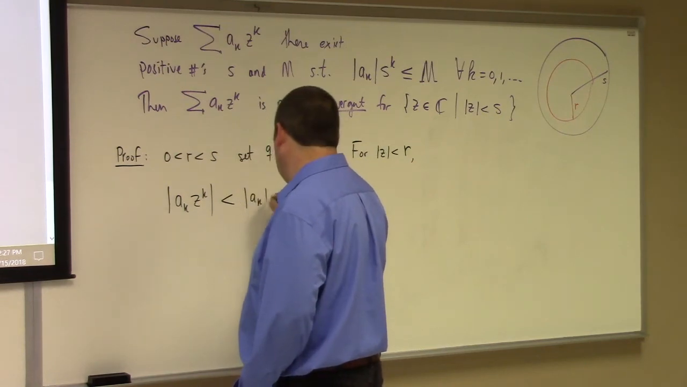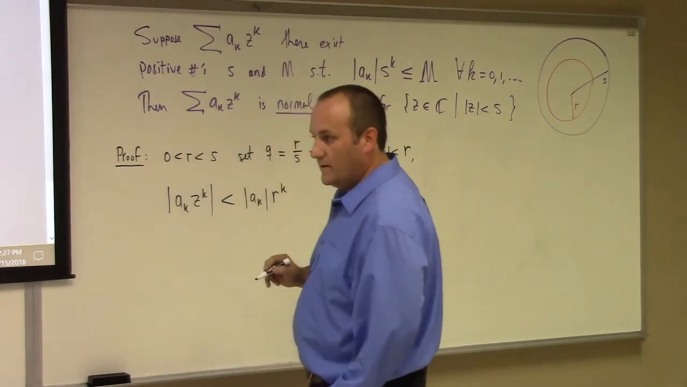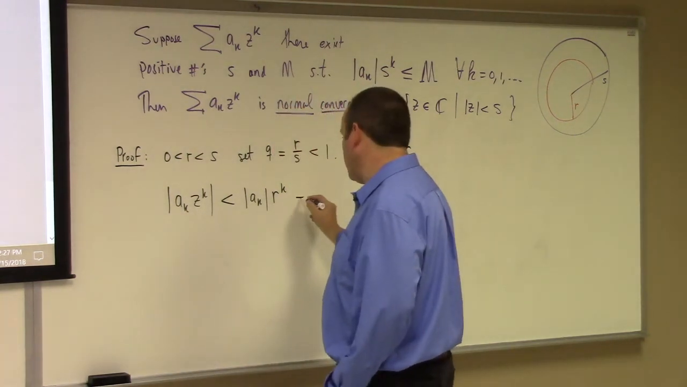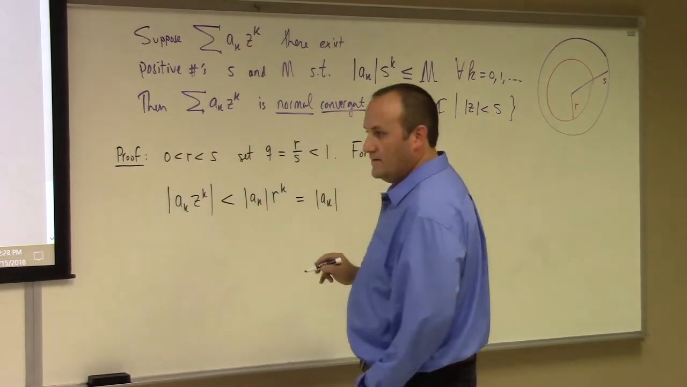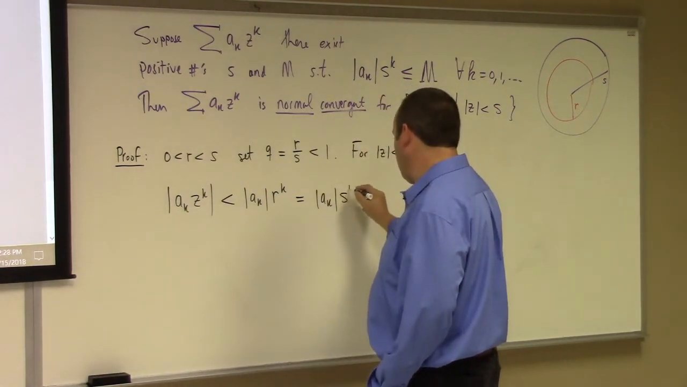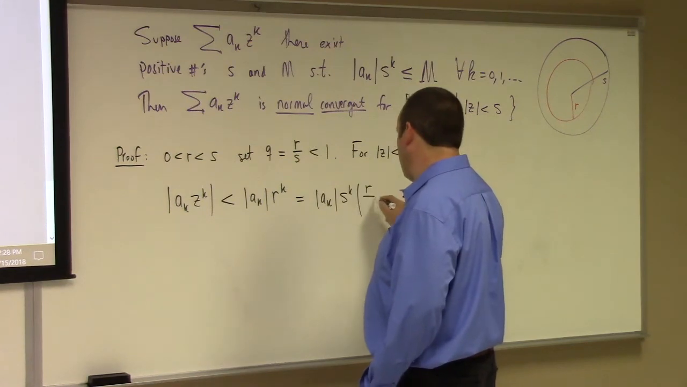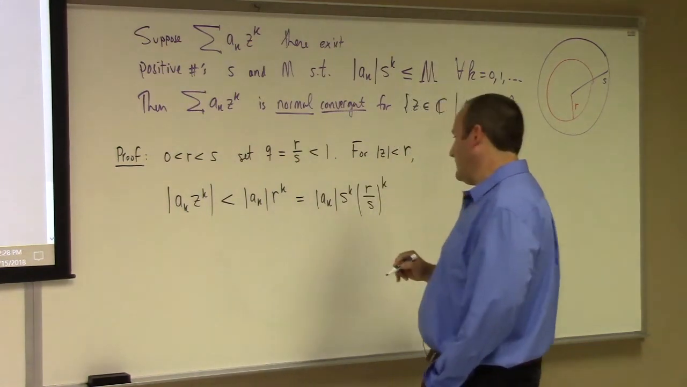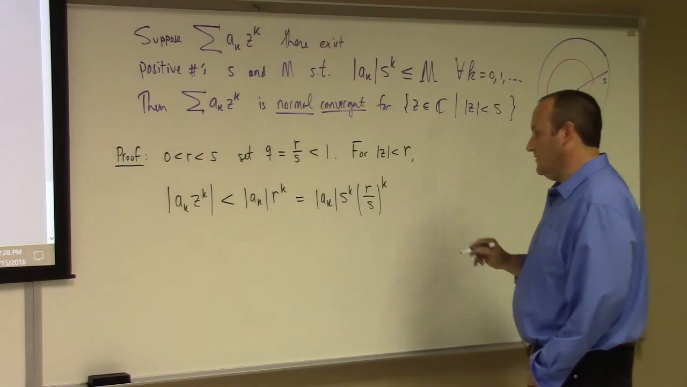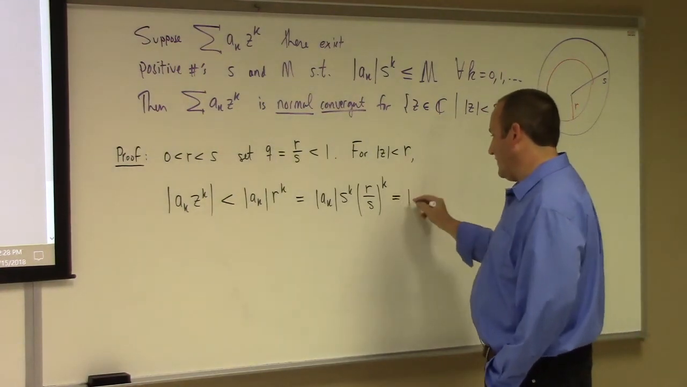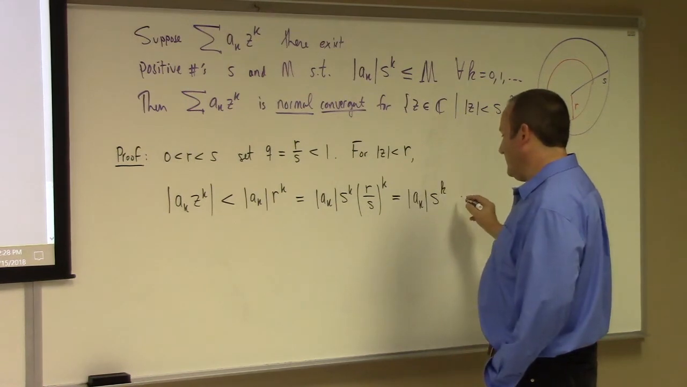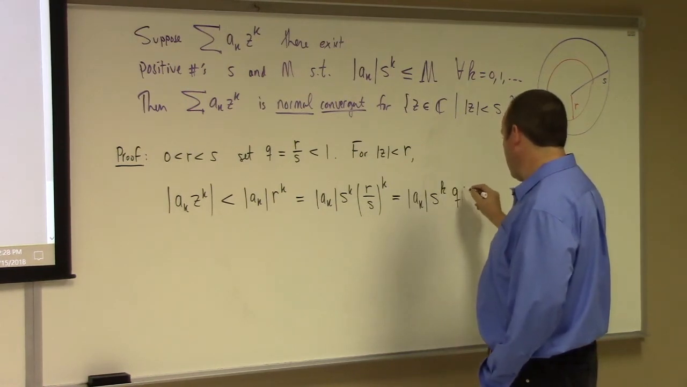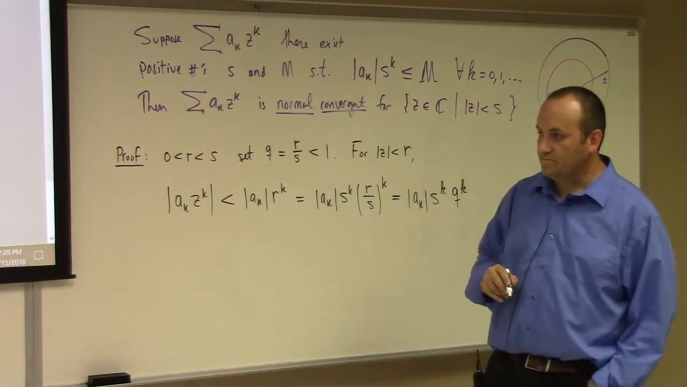All right, modulus of a sub k r to the power k, which is equal to a sub k times s to the k times r over s to the k. So I just divided and multiplied by s to the power k, which is useful to me because now I have the modulus of a sub k times s to the power k times, well, q to the k in my language.